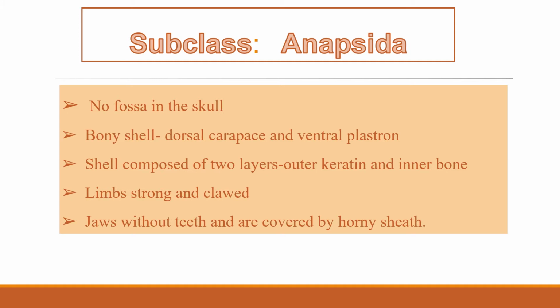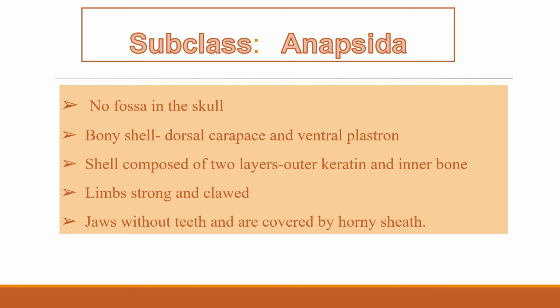Subclass Anapsida includes primitive reptiles without any temporal fossae. That is, the skull roof is solid. Subclass Anapsida includes one extinct order, Cotylosauria, and an extant order, Chelonia. Turtles and tortoises are very ancient reptiles. They have remained relatively the same for 160 million years without undergoing considerable evolutionary changes.